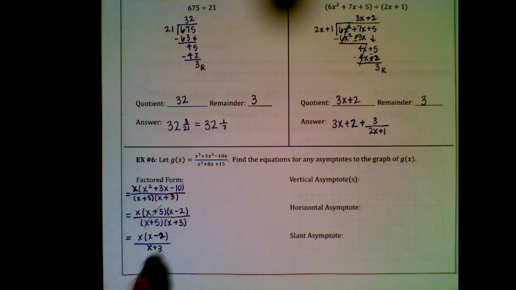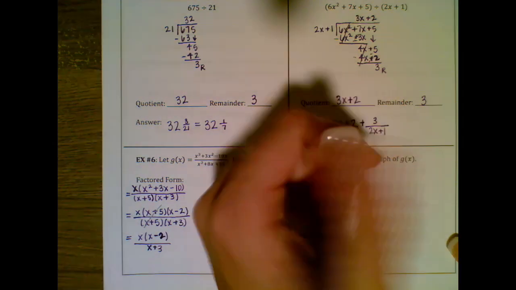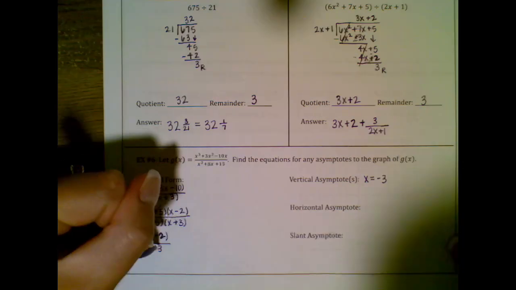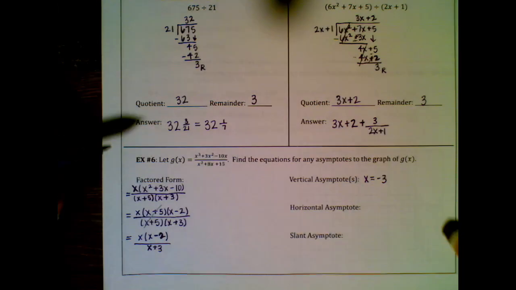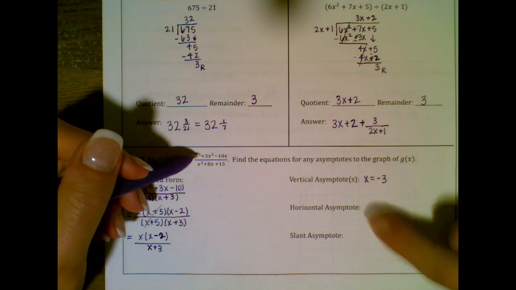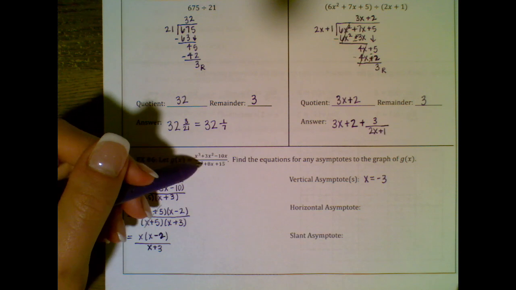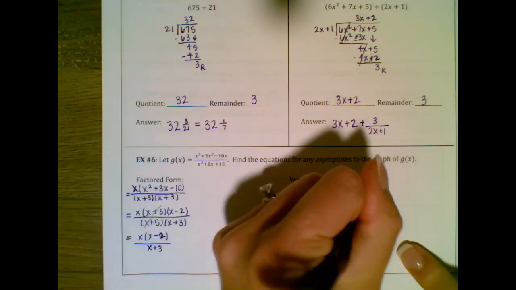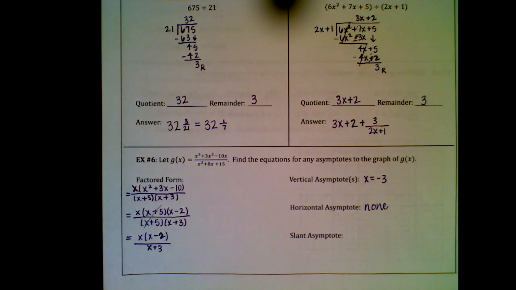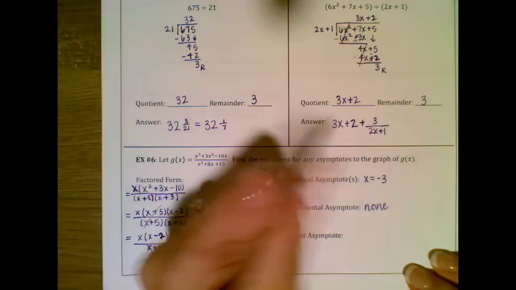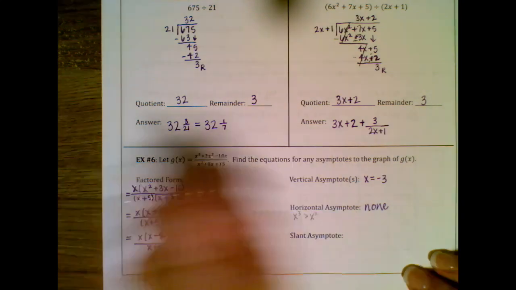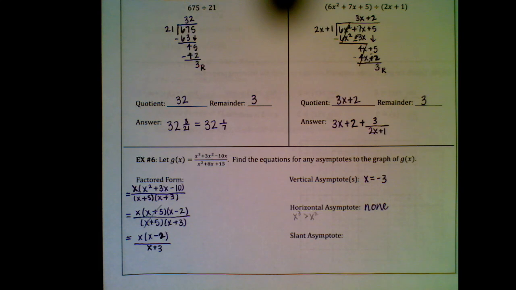So I have a vertical asymptote at x equals -3, and I set that denominator equal to 0. I have a horizontal asymptote by looking up here at these. The numerator degree is greater than the denominator degree, so I actually do not have a horizontal asymptote, because remember, you're comparing x to the third is greater than x squared, so that means no horizontal asymptote.